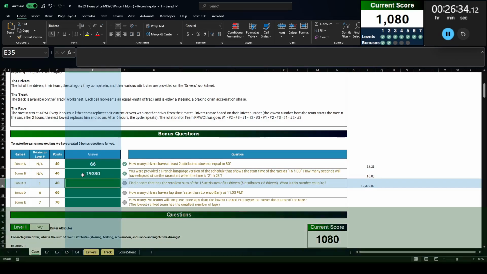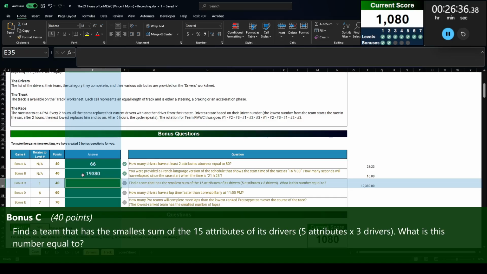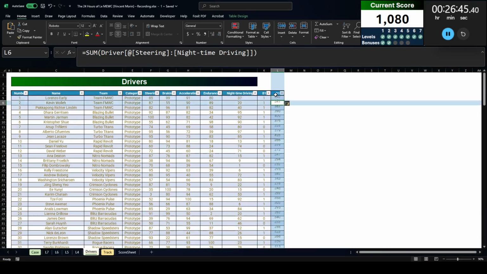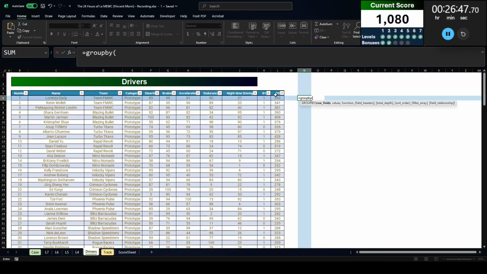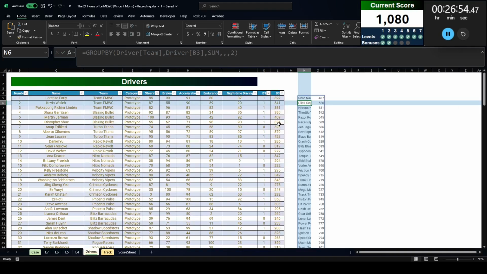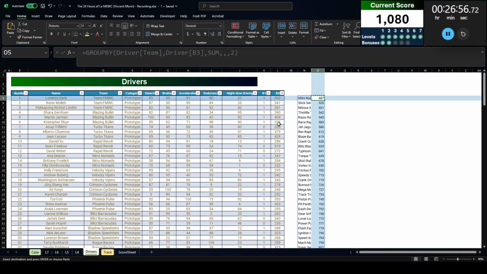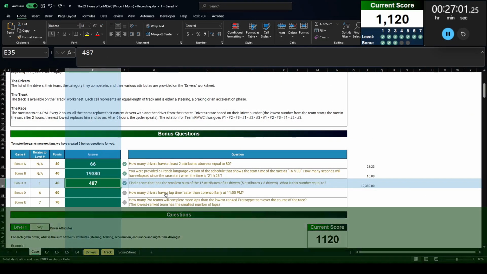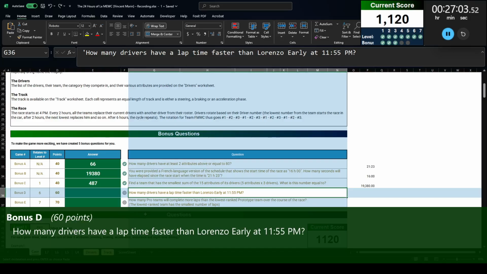Excellent. Bonus C, find the team that has the smallest sum of the 15 attributes of its drivers. 5 attributes times 3 drivers. What is this number equal to? All right, so what I'm going to do for bonus 3 is I'm just going to sum all of the 5 attributes. And I'm going to do a nice group by, my favorite function, to find out which team has the smallest of those. Looks like this team does at 487. The question was, what is the number? 487 is that number.